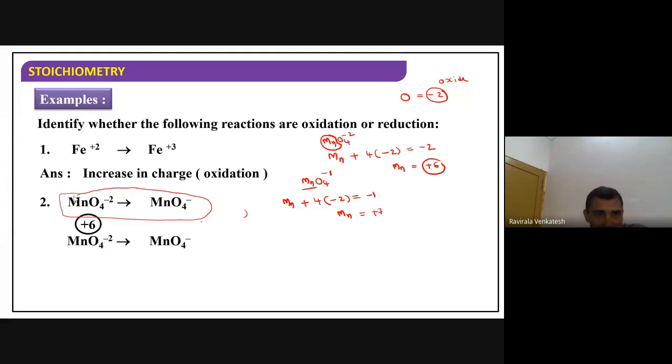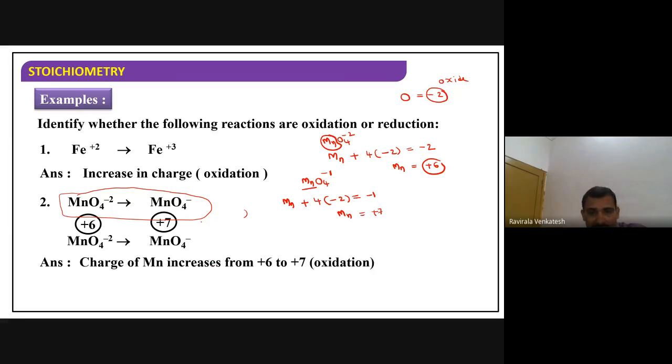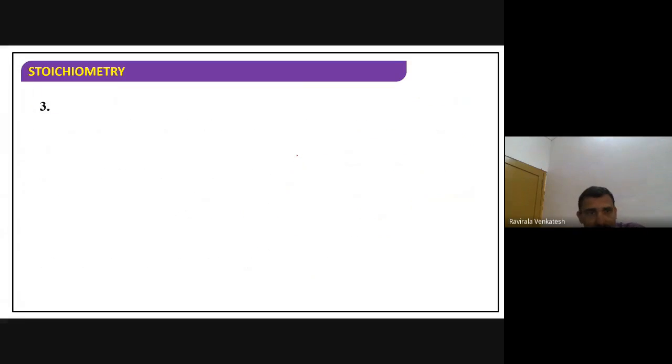So what do we have to do? We have to calculate the oxidation number. Here also we have to calculate. Then we get manganese increasing of charge. The reaction is called oxidation. Okay, I think you understood this one. I will take many examples for calculating the oxidation number.